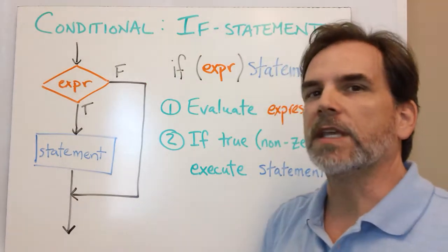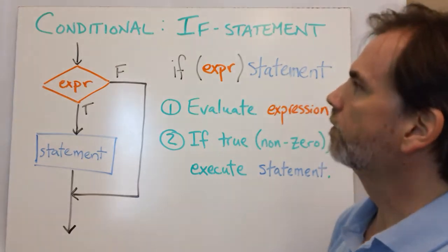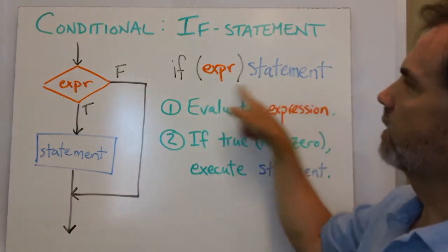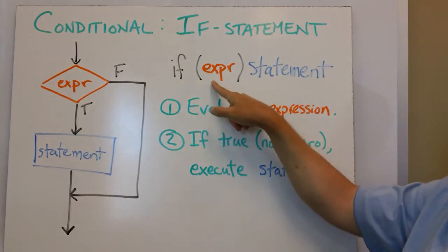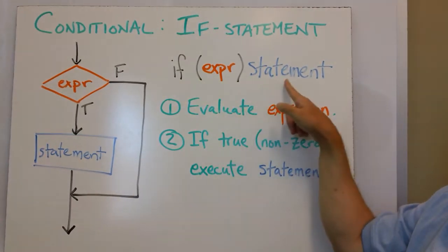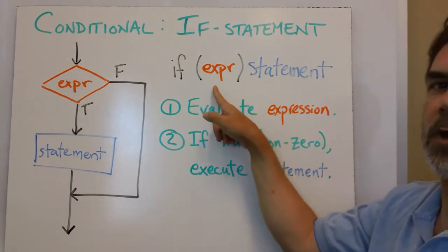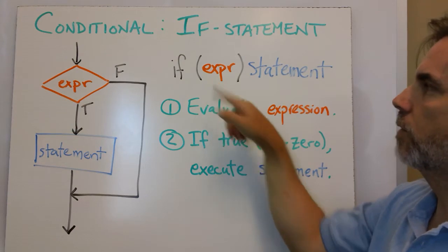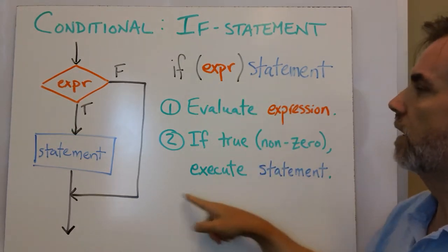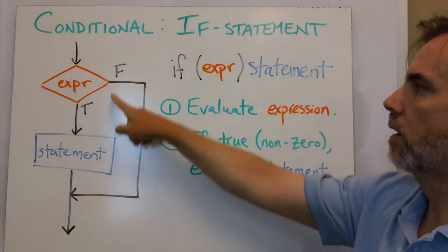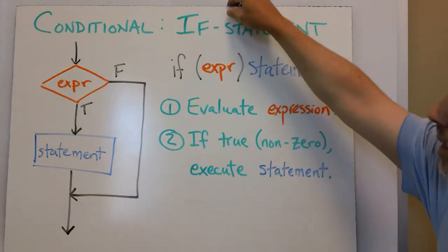In C, we have the if statement to express that control flow. So this is the syntax of the if statement: if, parentheses, expression, close parentheses, statement. And the meaning of this statement is, if we evaluate this expression, and if the value is true, and by true we mean non-zero, then we execute the statement. Otherwise, we don't execute the statement. And that's all there is to it.